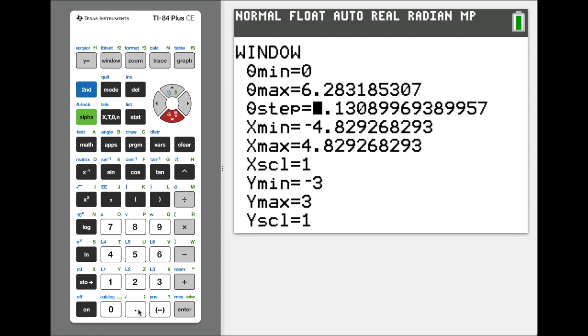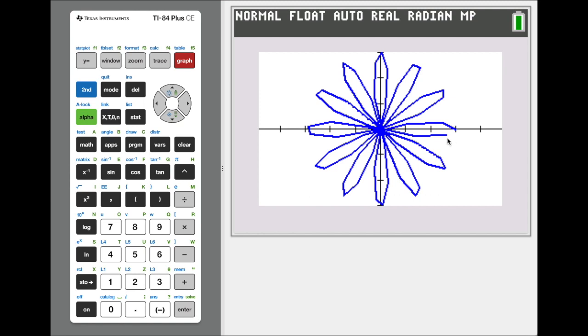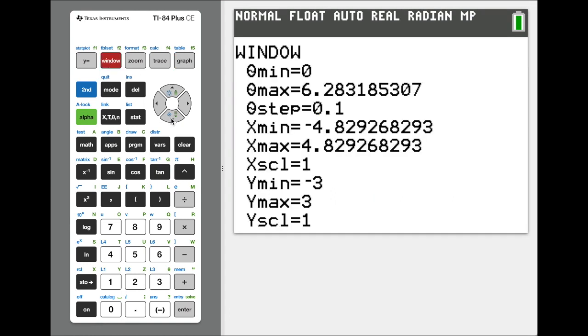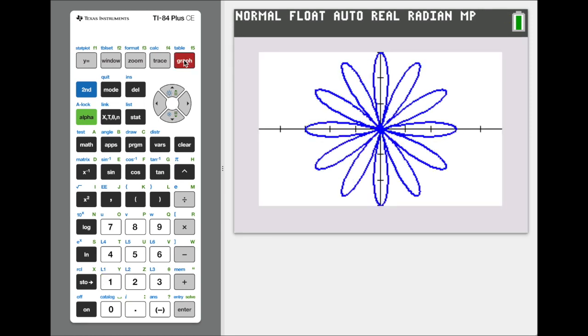Let's change the theta step to, let's try 0.1 and see what happens. Okay, it's a little bit better. You might even notice that the graph didn't quite connect at the end. That's because the last point that it plotted was here and it didn't know to go all the way back to the beginning. So let's make that theta step a little bit smaller. How about 0.01 and see what happens. Oh, nice. Now we get a nice pretty picture.